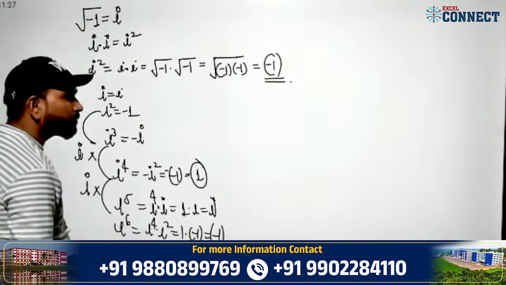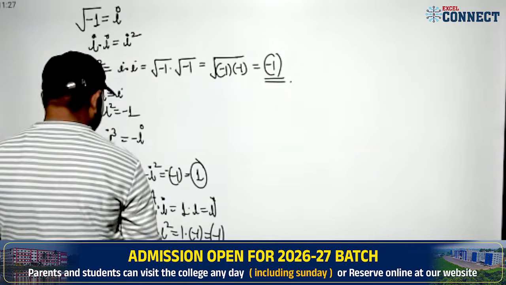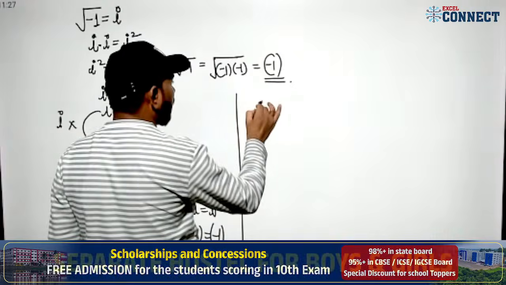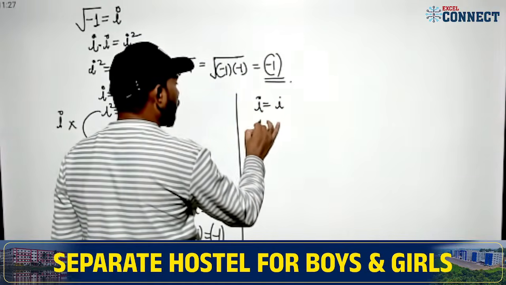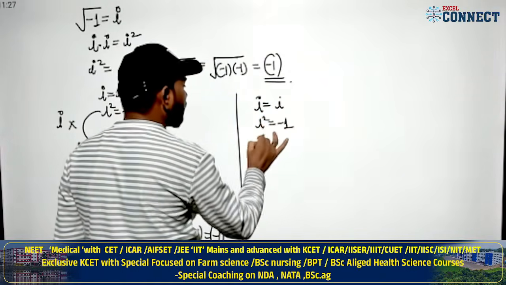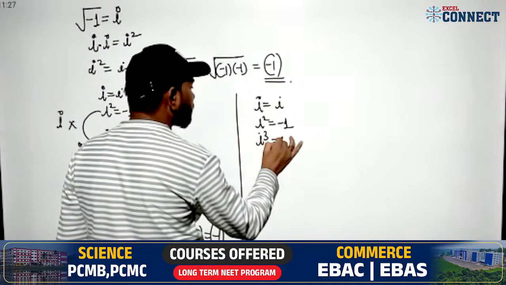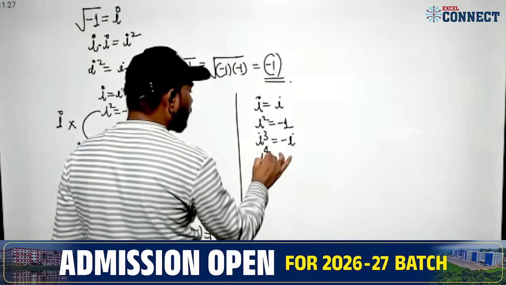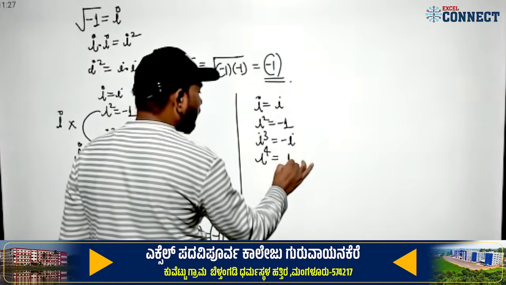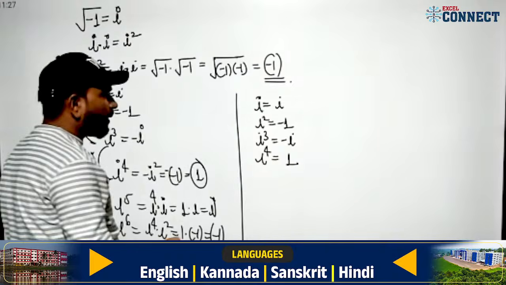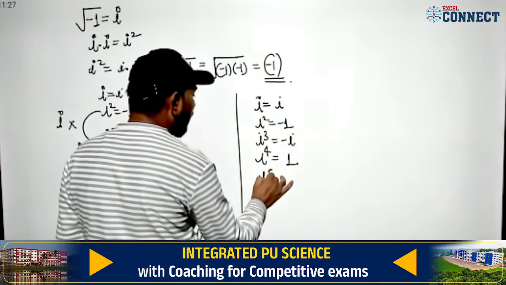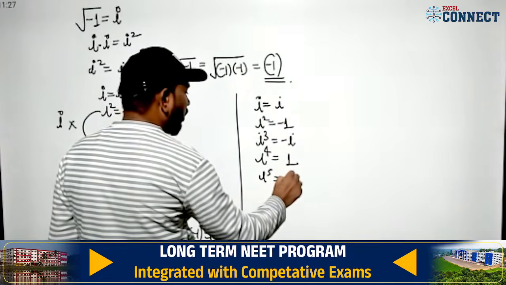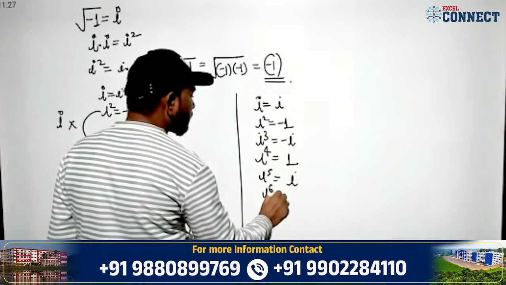So now you know: iota is iota, no issue. Iota square is -1. Iota cube, multiplying by iota, is minus iota. Iota power 4 is equal to 1. Here I prove it. Now if I ask you iota power 5, what will come? Multiply iota here, you will reach iota. Iota power 6 is what?